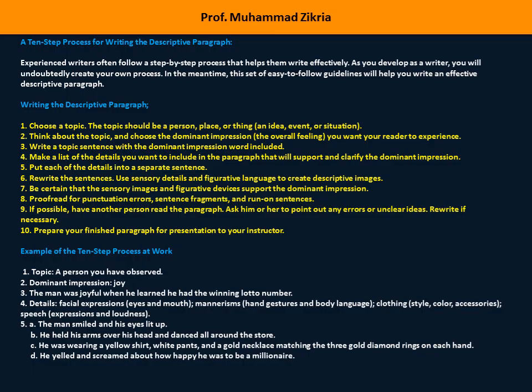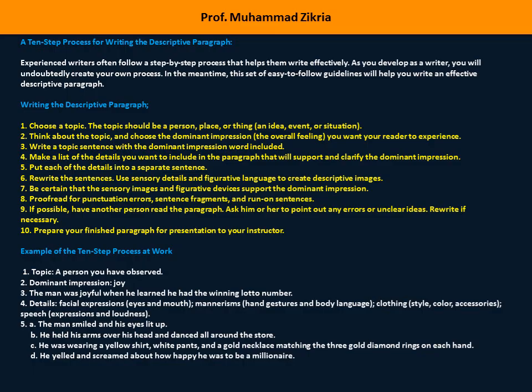Number one in the list is choose a topic. The topic should be a person or a place or a thing, an idea or event or situation. Think about the topic. Choose the dominant impression, the overall feeling you want your readers to experience. Write a topic sentence with the dominant impression word included. Make a list of the details you want to include in the paragraph that will support and clarify the dominant impression. Put each of the details into a separate sentence.